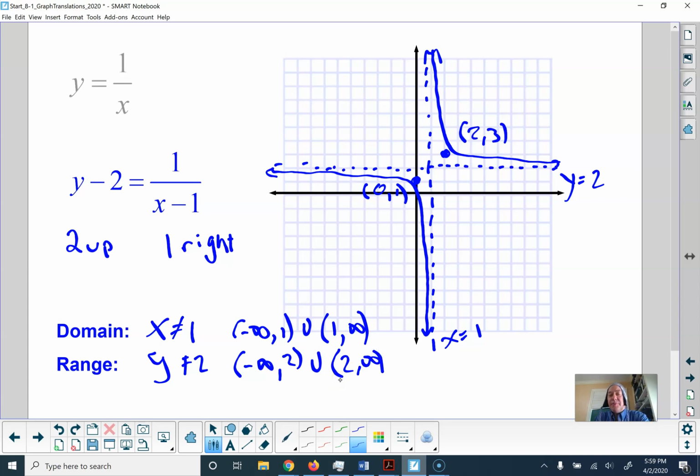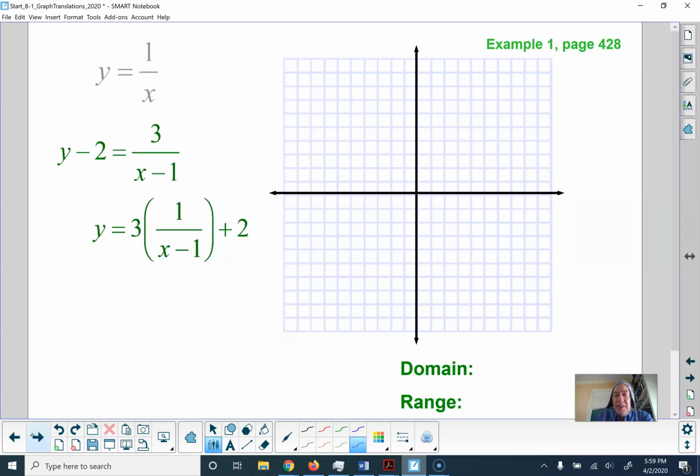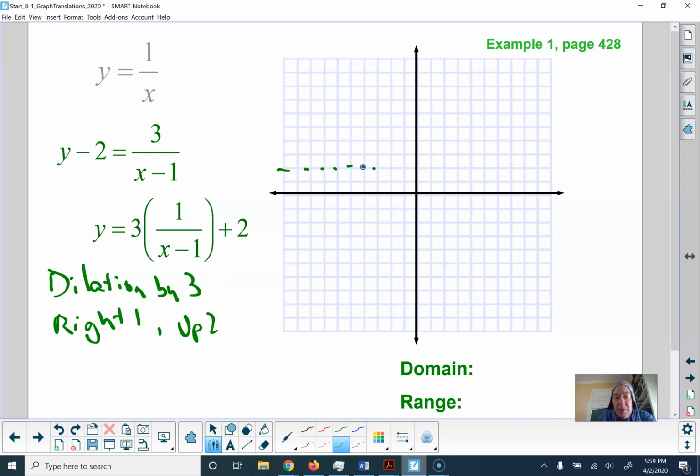There you go, catch your breath. The next one we're going to do has a dilation also, but we can do it. All is good. Two methods on this dilation one, however. This is example 1, page 428. What is going on? We have a dilation by 3. And remember, with these rational functions, the dilation is in both directions, both vertically and horizontally, because of the symmetry going on. It's all good, and we are still right 1, up 2.